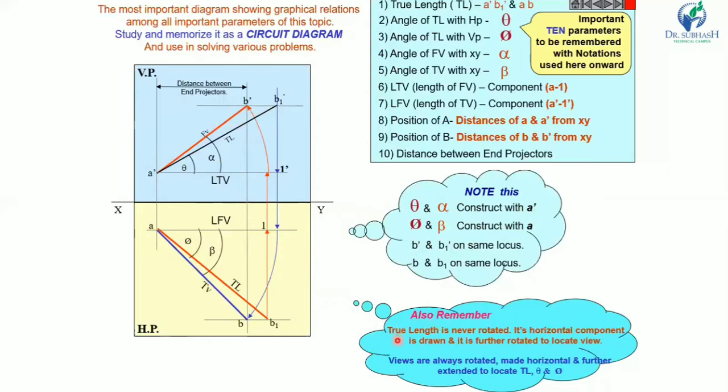Okay, true length is never rotated. Its horizontal component is drawn and it is further rotated to locate views. Okay, so in this way we can solve the problem. Now let us see different exercises of this line.